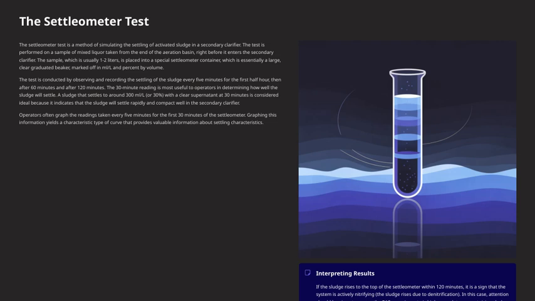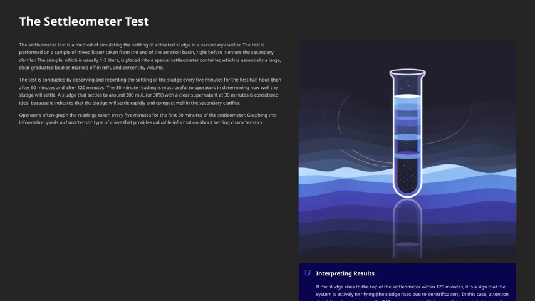Many operators graph these 5-minute readings over the first 30 minutes. This helps visualize the settling pattern, producing a characteristic curve. Such a curve provides valuable insight into the settling characteristics of the sludge, helping us make informed operational decisions.